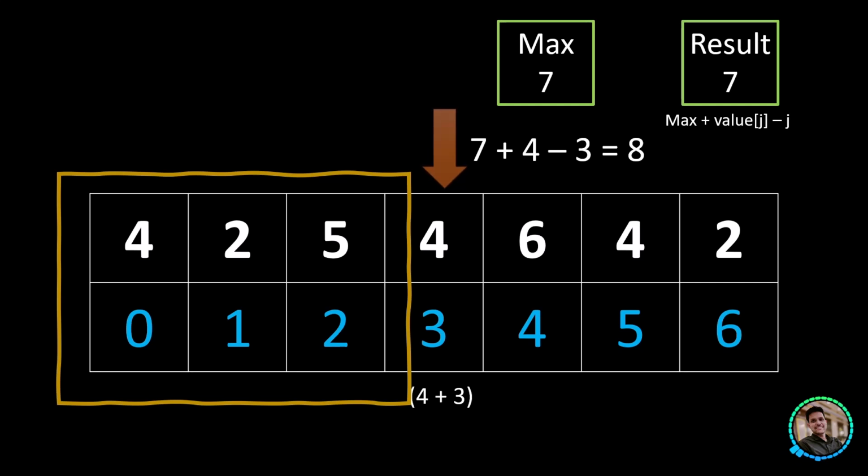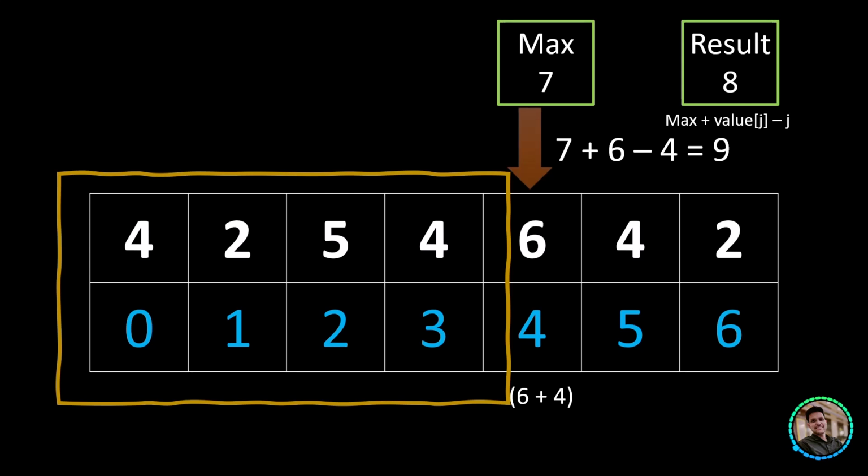We again calculate the value, which is 7 plus 4 minus 3, which is 8. We have to update the result to 8. 4 plus 3 is still 7, so the max remains 7. We move to the next index. We calculate the value. We get the result updated to 9. The max gets updated to 10.